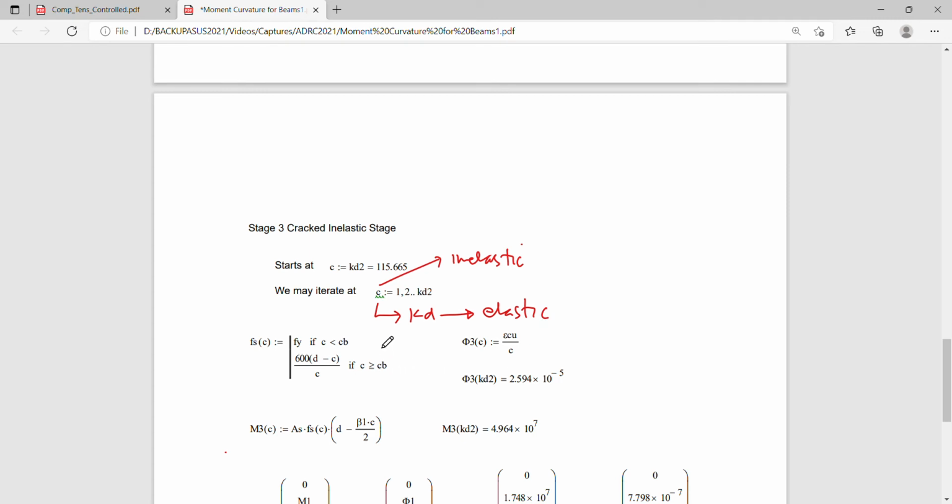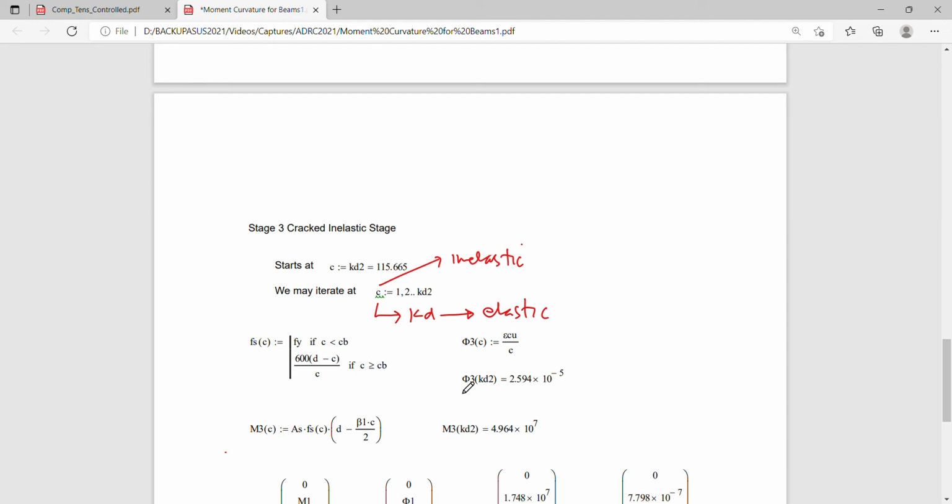Okay, so I have here a MathCAD tool for solving the value of your steel stresses using a simple programming tool to iterate and solve for your fs at all values of c ranging from 1 to kd2. So this is now your formula. If you don't have MathCAD, you have to solve it manually, one by one, by simply substituting the value of c in this equation. So it is doable manually, but it is highly tedious and boring to do.